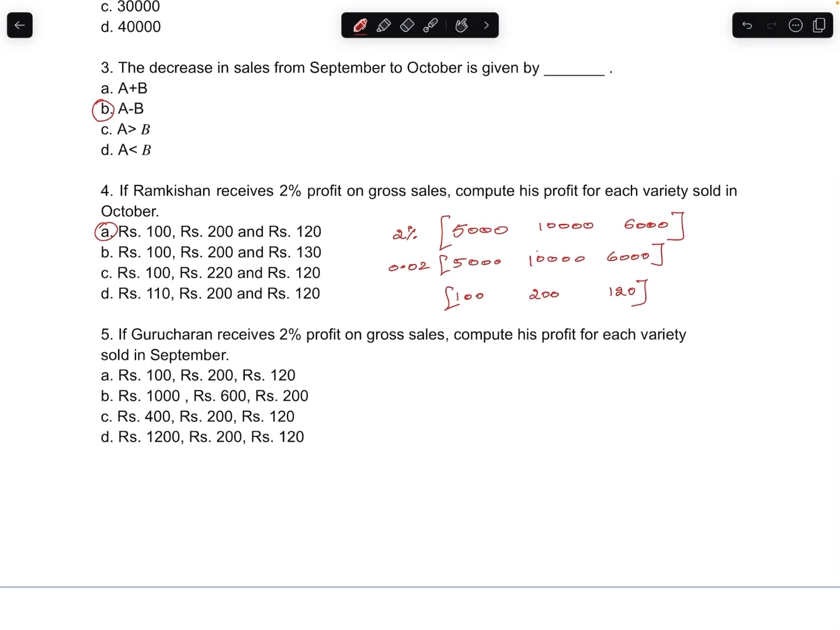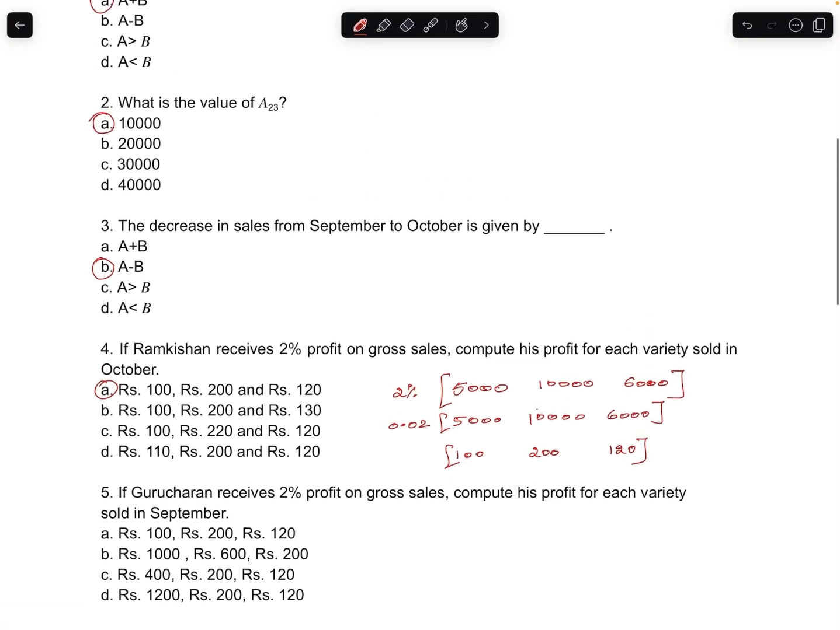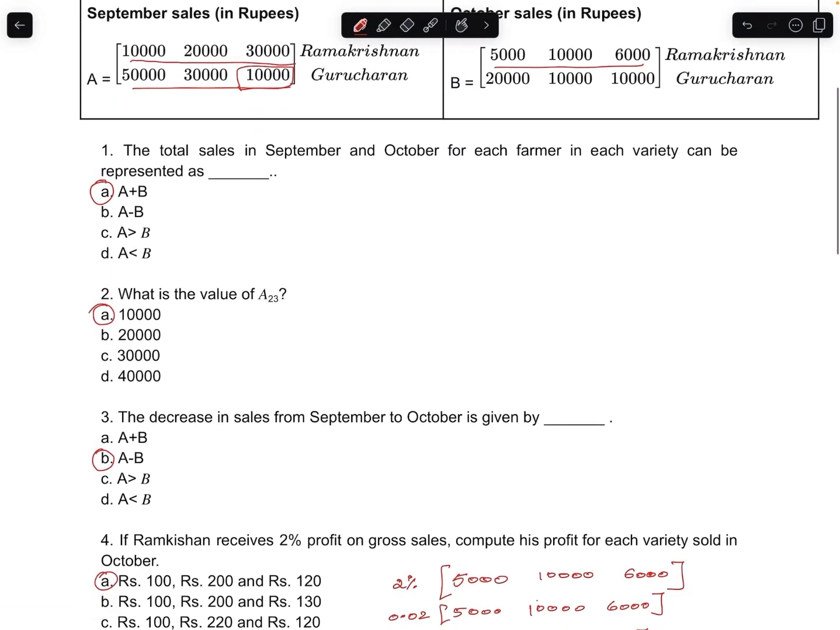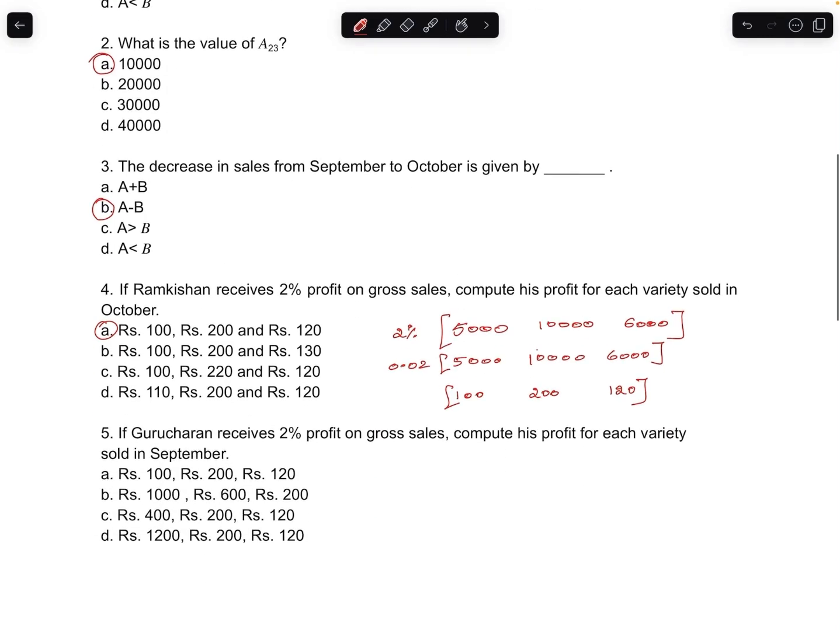Question 5. If Guru Charan receives 2% profit on gross sales, compute his profit for each variety sold in September. So now this time it is Guru Charan and it is September sales. 2% of 50,000, 30,000 and 10,000.